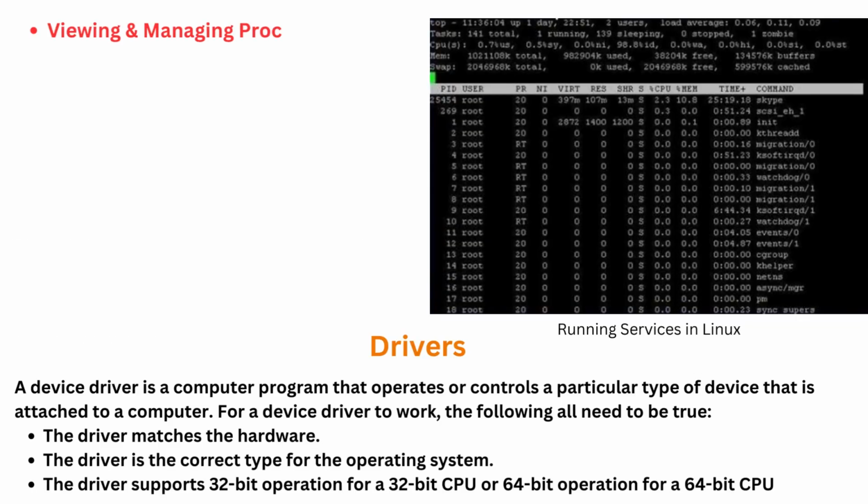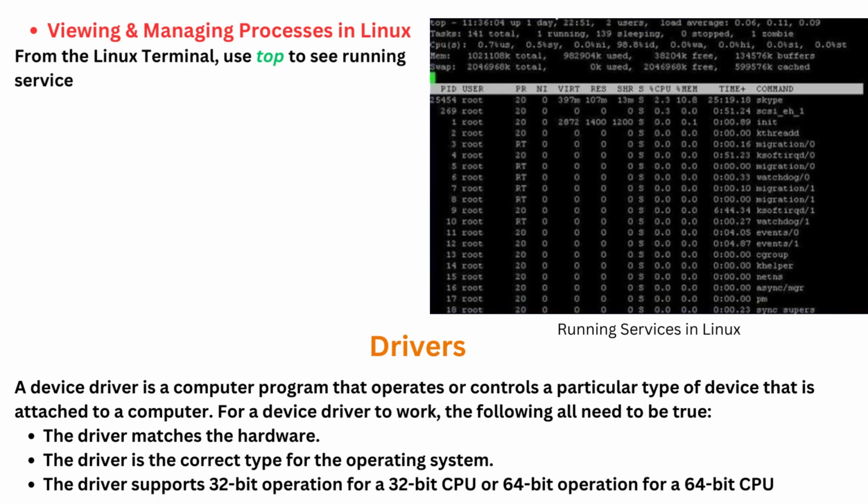Viewing and managing processes in Linux. From the Linux terminal, use top to see running services for the current user and root user. Press Ctrl+C to stop the display. To see options for filtering and sorting, enter top -h.